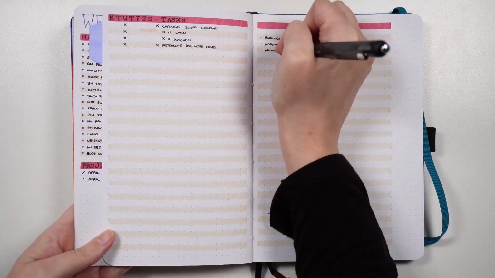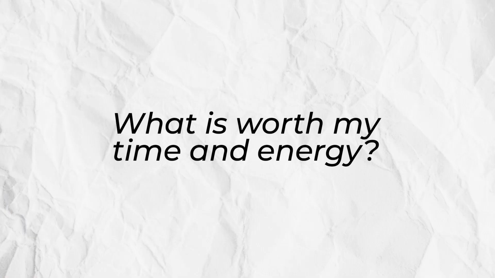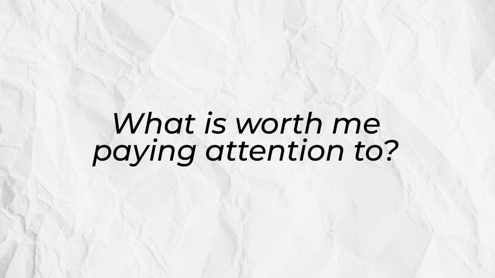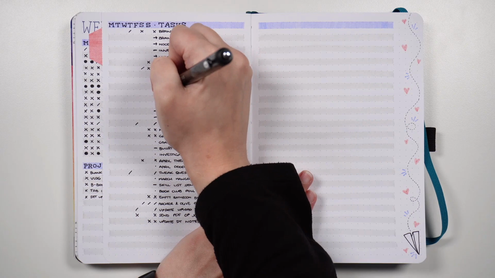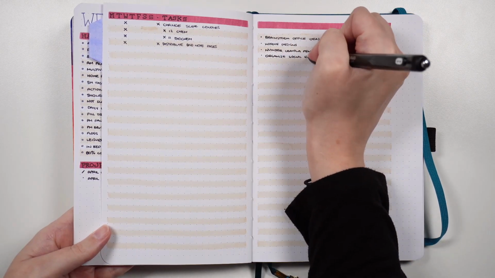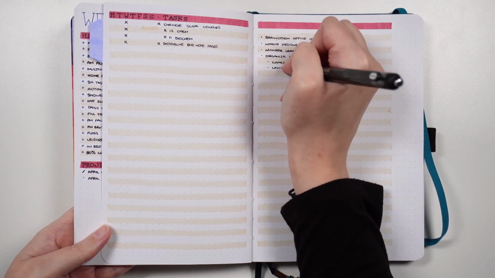Migration is the process we use to consider what is worth our time and energy, or what is worth us paying attention to. In general, we only want to transfer tasks if they matter, and that holds for weekly migration too. Weekly bullet journal migration is part of the weekly reflection process, and it's the part where we consider what we're moving into our next week, and where any of our other open entries from the current week need to go. That's the what. Let's look at the how.